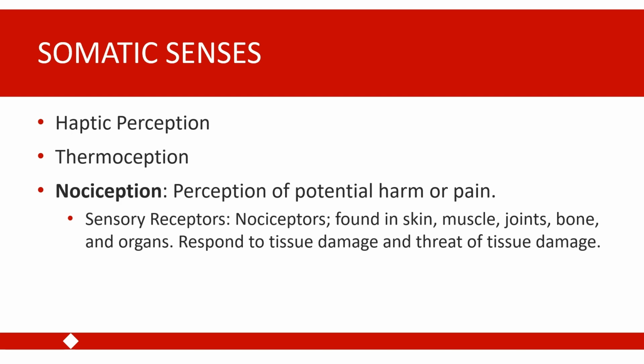Our sensory receptors for nociception are also distributed throughout the body. These are called nociceptors. They are found not only in the skin, but they're also present in our muscles, our joints, our bones, and our organs. And these sensory receptors respond to tissue damage. They also respond to signals that indicate the threat of tissue damage. So our somatic senses altogether are giving us information about our sense of touch. The next exteroceptive senses that we're going to talk about are referred to as our chemical senses.